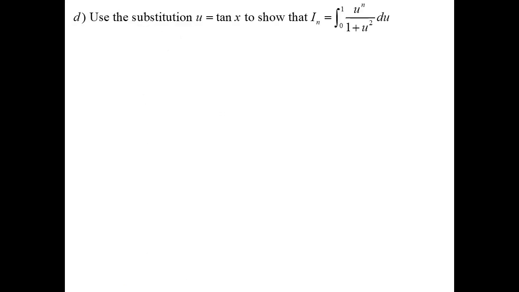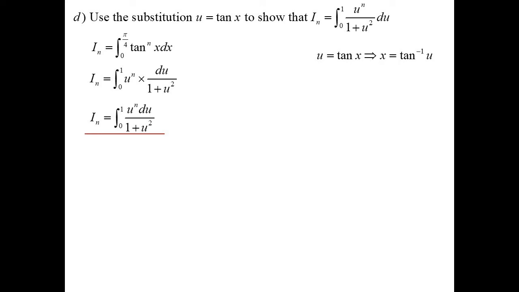Now use the substitution u equals tan x to show In is in fact this expression. Okay, so In is the integral of tan to the power of n. u equals tan x is the same as x equals the inverse tan of u. It makes the question easier. Why did I do that? Probably because of the 1 plus u squared in the denominator. Because x equals inverse tan of u means dx is du on 1 plus u squared. I can now just sub straight into that. Tan to the n becomes u to the n. dx is du on 1 plus u squared. Bang. Got the answer straight away. So in that case, it's a lot easier.